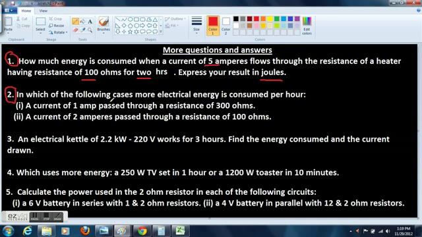Okay. Second question. In which of the following cases is more electrical energy consumed per hour? Number 1. A current of 1 ampere passes through a resistance of 300 ohms. Number 2. A current of 2 amperes passes through a resistance of 100 ohms.